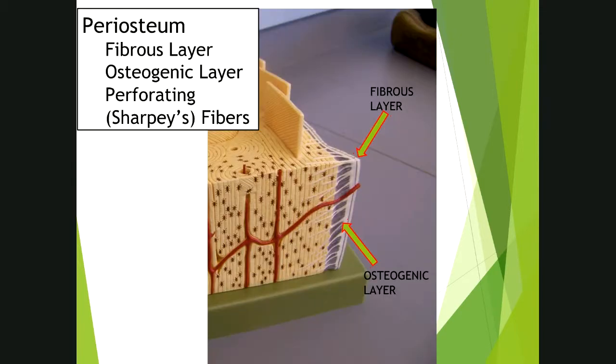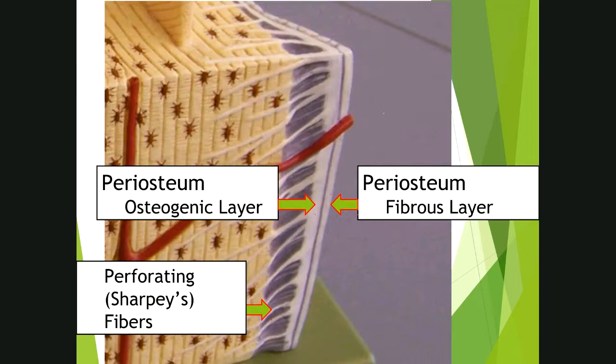If we look on the model, you can see those two layers right here. There's one there, that's the outside, and there's this one, which is close to the bone. And then here are these little perforating fibers that are holding it on. If we blow it up, it looks like this. So this is the fibrous layer. This is the osteogenic layer. And then here are these fibers.